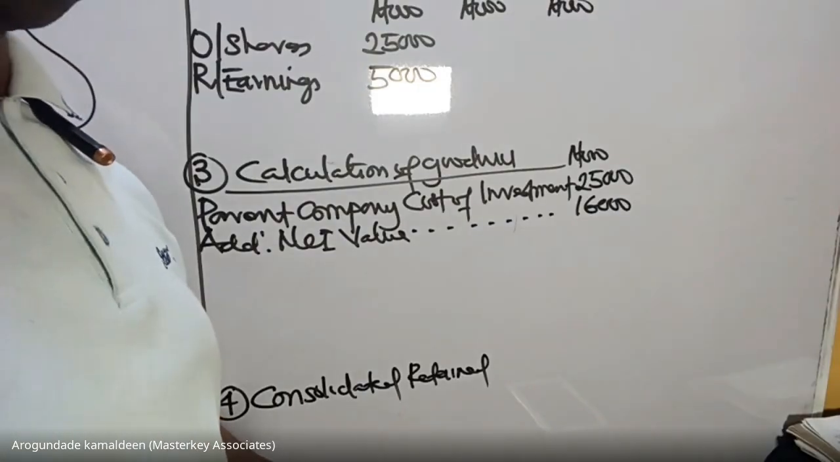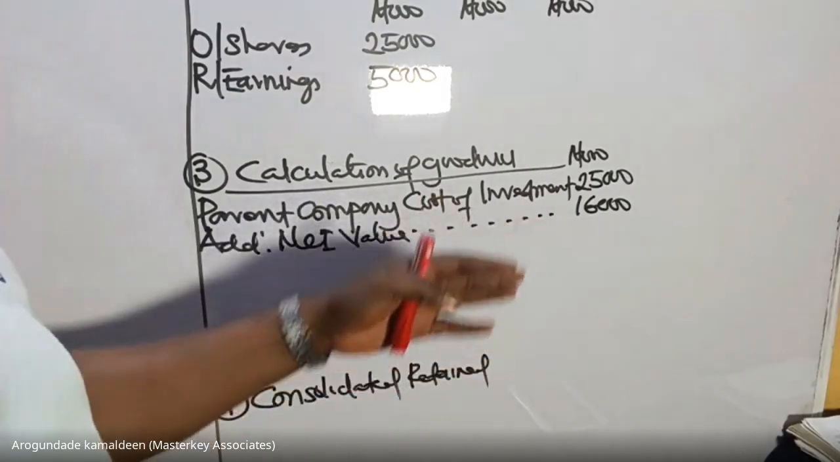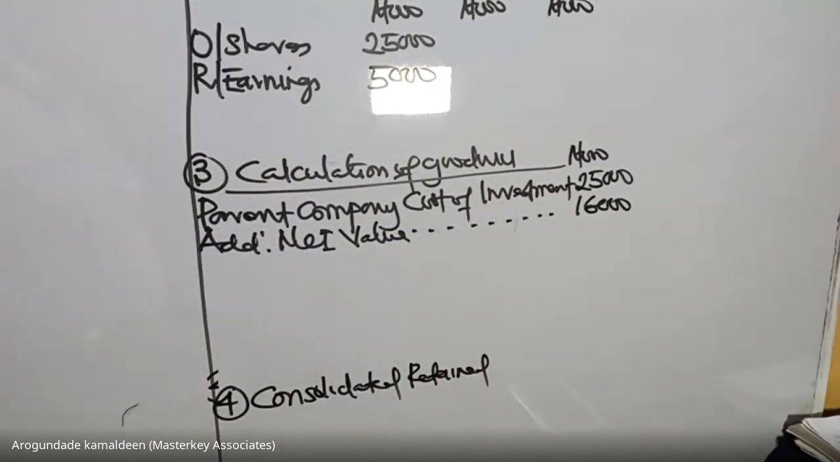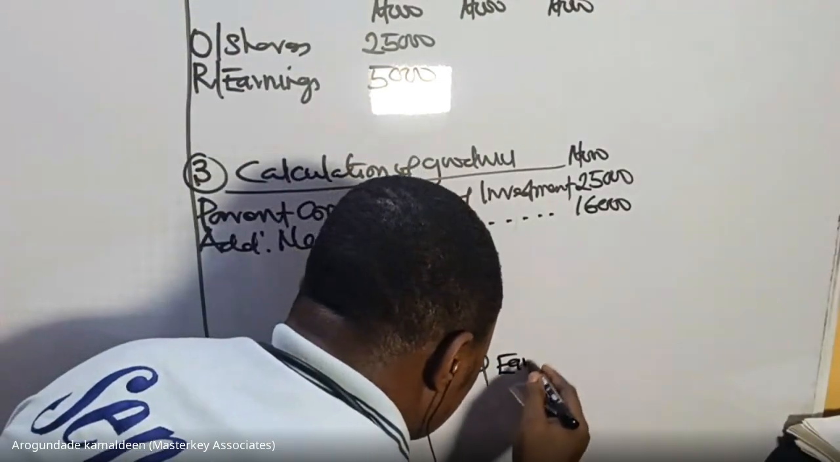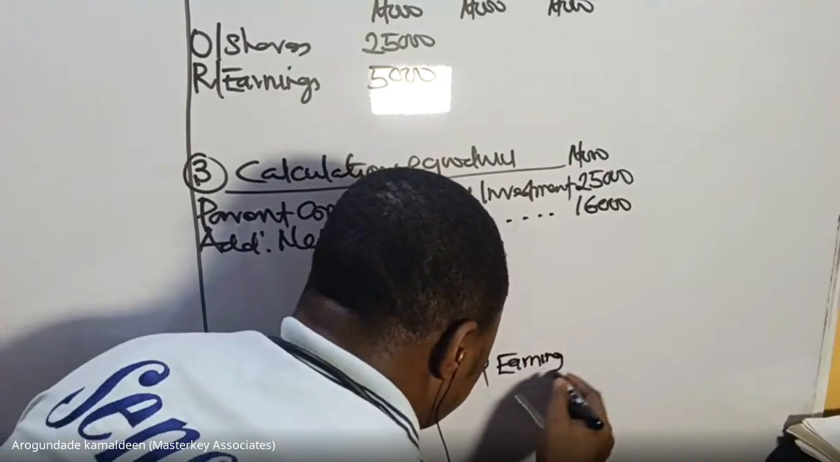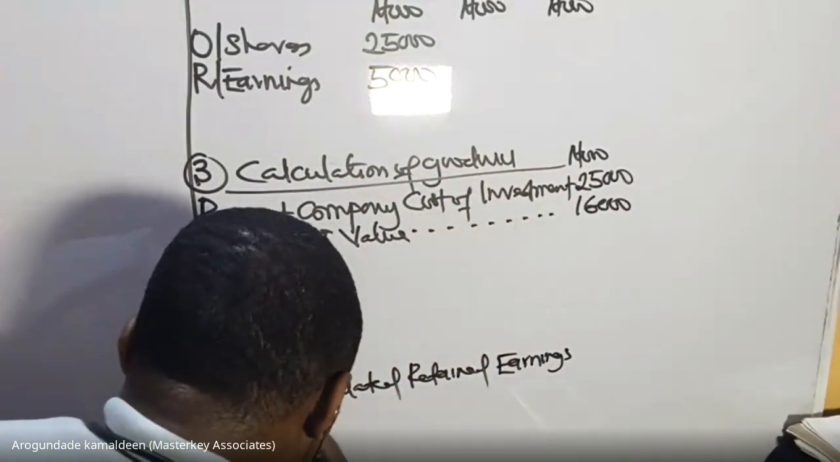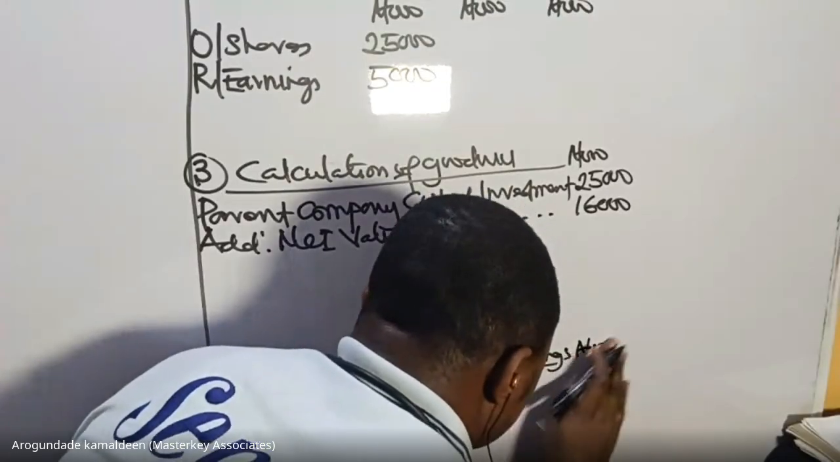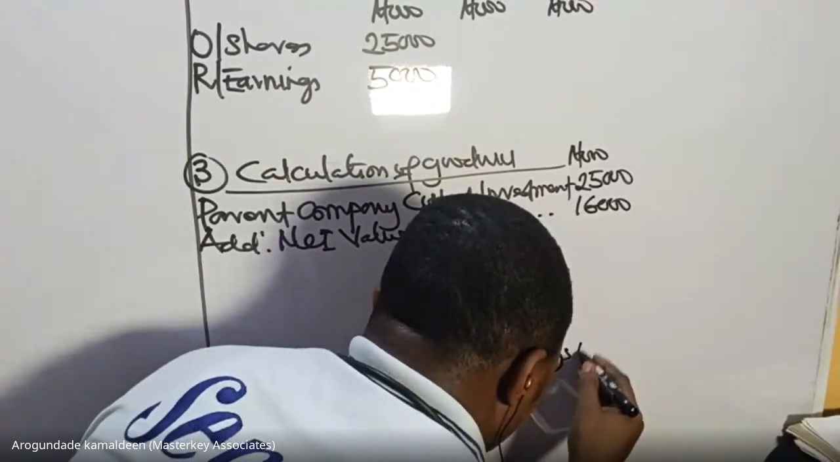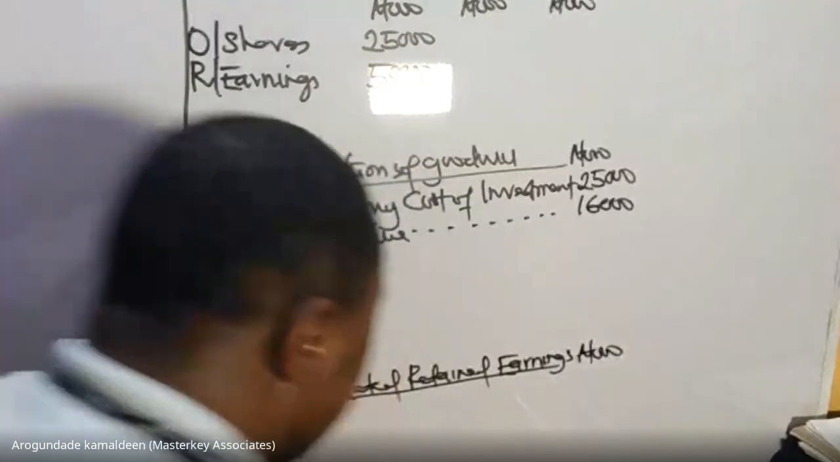Excuse me, sir. Is NCI not supposed to be number 4? No. In this case, I said the NCI should always come last. I have told you. Do it last. There is no particular way of doing it, but it is just good that we have a pattern that will help us.